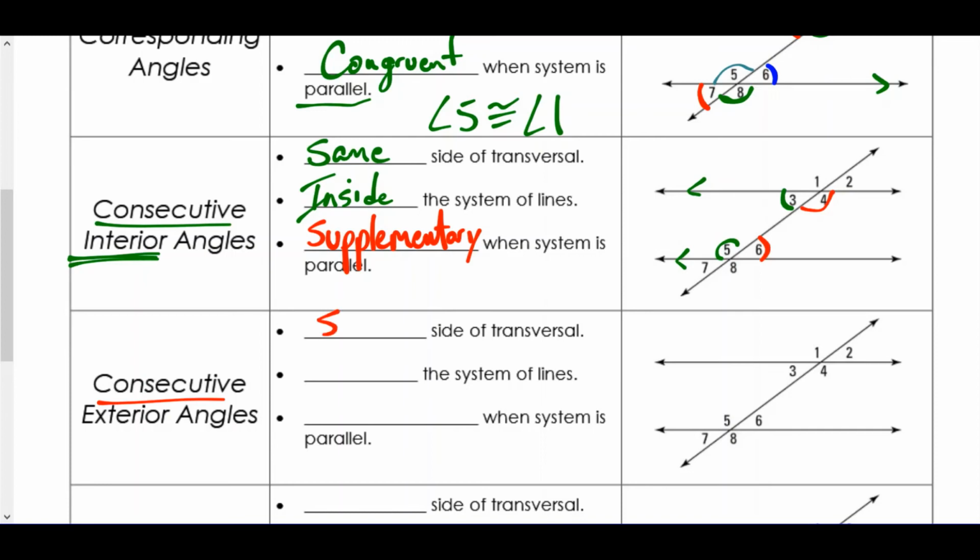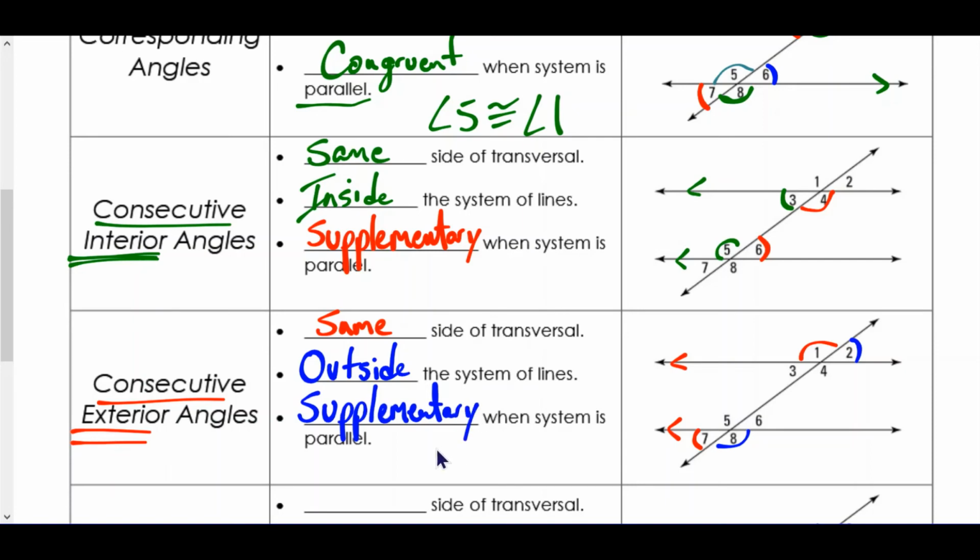Consecutive here still means the same thing. They're on the same side of the transversal, but now we're dealing with the exterior angles, which means they're outside this set of parallel lines. So angles 1 and 7 are consecutive exterior. Angles 2 and 8 are consecutive. They're still on the same side, but they are outside the system of lines. And when these lines are parallel, those angles are, again, supplementary. They add up to 180.